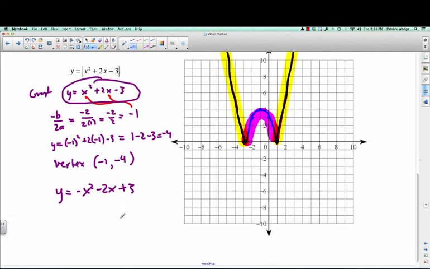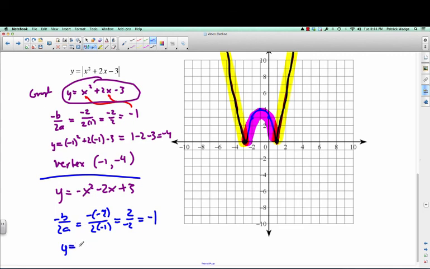Want me to prove it to you quickly? Why not? Let me show you. If I was to find the vertex of this, it would be negative b over 2a. Negative b would be negative negative 2 over 2 times negative 1. So that's 2 over negative 2, which is negative 1. And then if I want to get the y value, I put negative 1 into all these. So negative 1 squared, take away 2 times negative 1 plus 3.